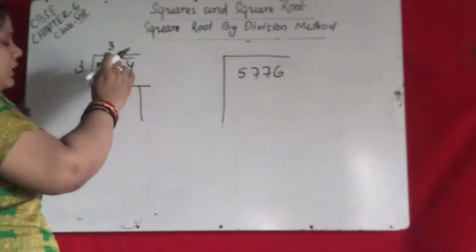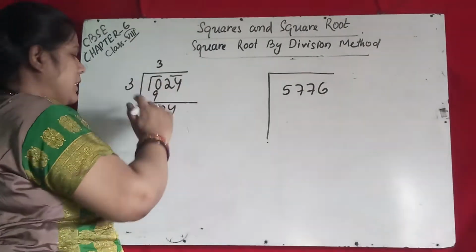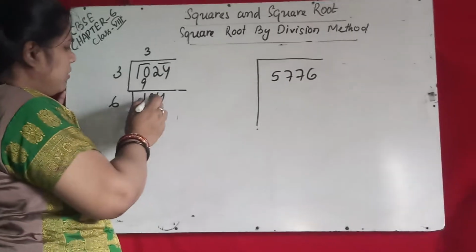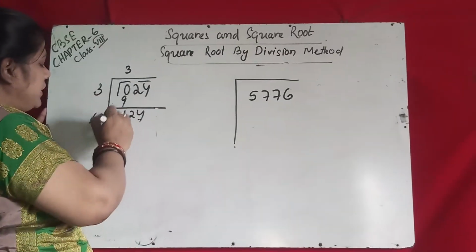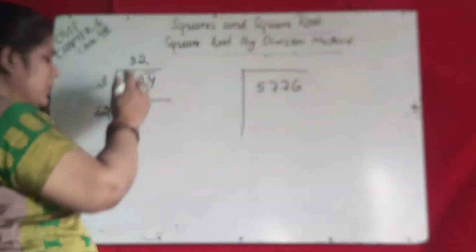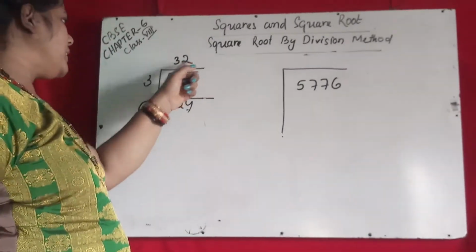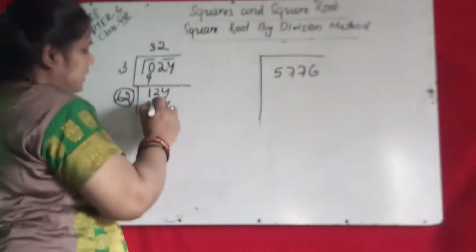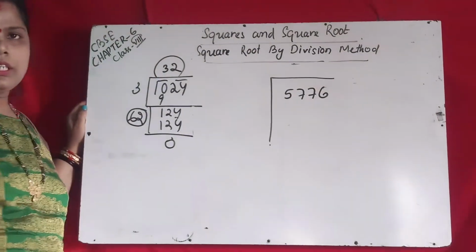Then what did I say? Double. The double is 6. Now which number do you take? Same thing, here 4. Suppose I multiply by 2. You put the same number here, and the new number is multiplied completely by 62. So 2 2 is 4. 2 6 is 12. Remainder 0. The square root is 32.